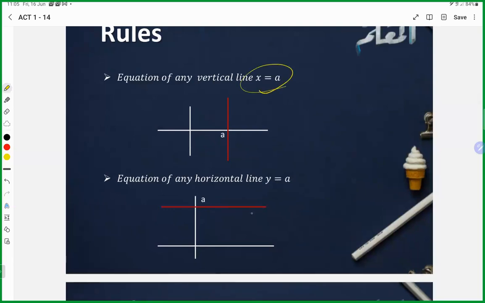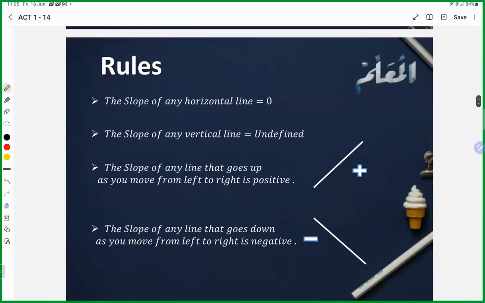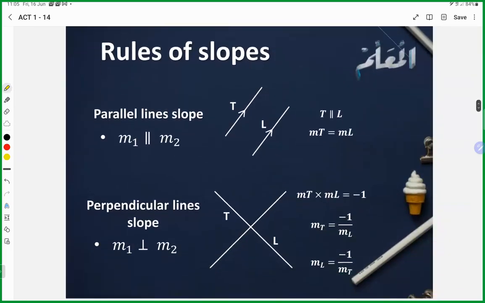Always remember, all vertical lines have an equation x equals a constant, and all horizontal lines have an equation y equals a constant. When the line goes this way, the slope is positive, and when the line goes that way, the slope is negative. Parallel lines have the same slope. So y equals x plus 3 and y equals x plus 4 have the same slope, so they are parallel. They have different y-intercepts, but the same slope, so they will never intersect. There is no solution for that.